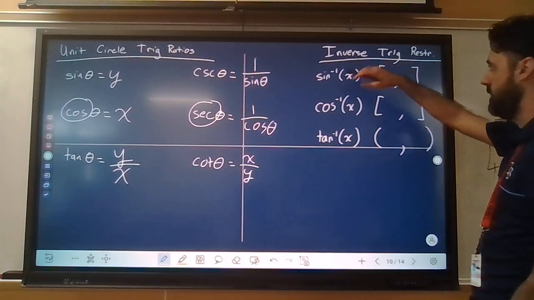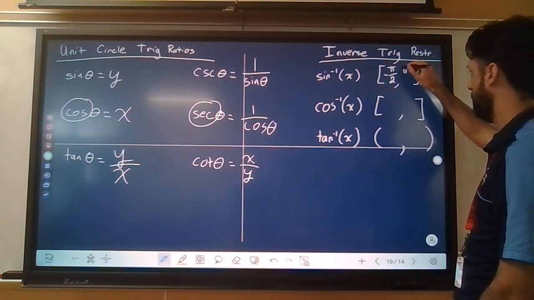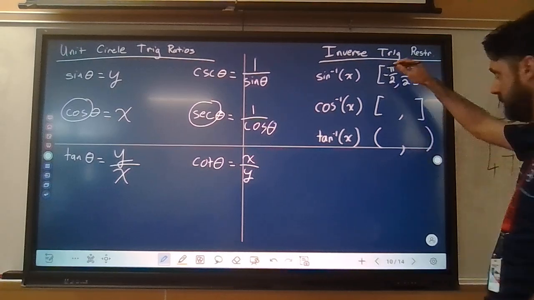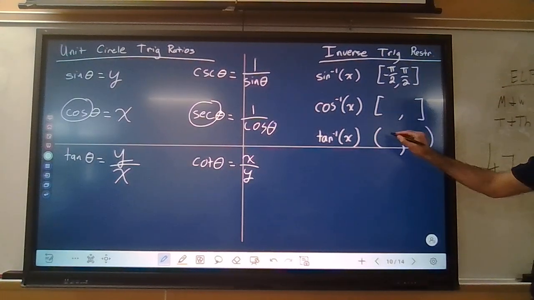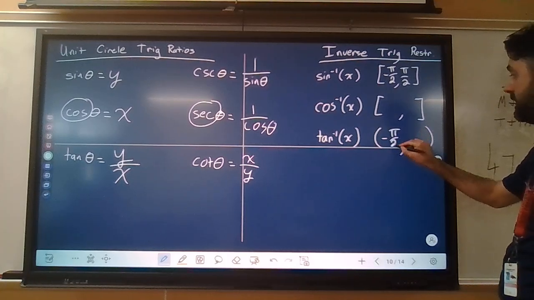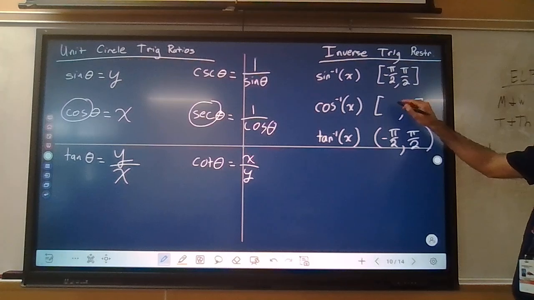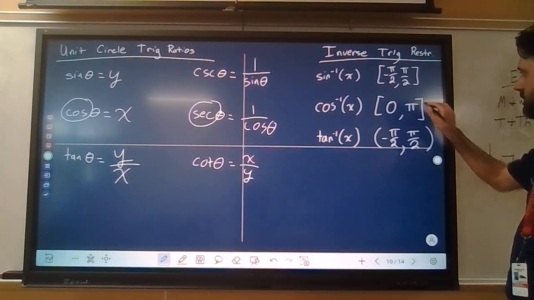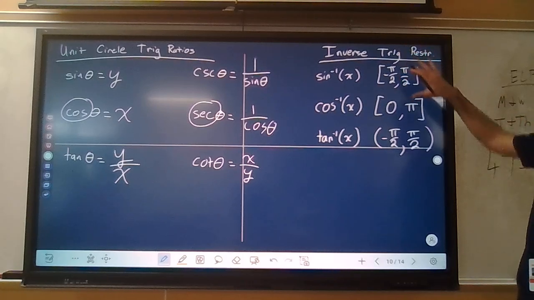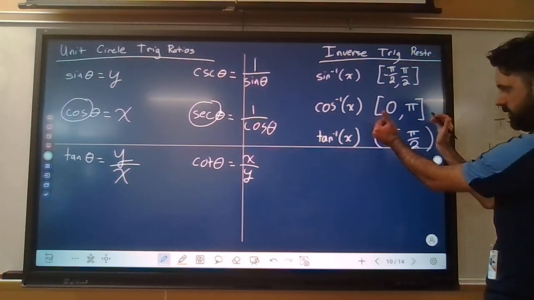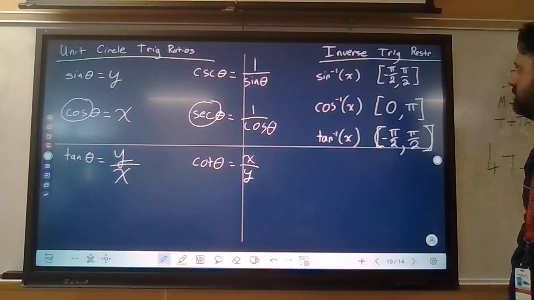Inverse sine is the right half of the unit circle, so it's negative pi over 2 to pi over 2, including both of those. Inverse tangent is going to be negative pi over 2 to pi over 2, but not included. And then inverse cosine is going to go from 0 to pi. If you want to include all these, it's fine. It really is not a big deal if you know this one is excluded. So I would also accept if you included all of these here.